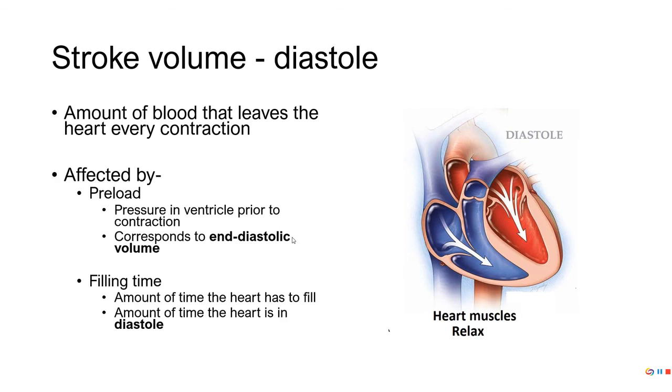One is preload, and preload is the pressure that's in the heart before contraction. This corresponds with end-diastolic volume. What's causing the pressure when the heart's relaxed? As I talked about in the previous video, pressure in the heart is caused by one of two things: how hard the heart's contracting and how much blood is in the heart. Well, if the heart's relaxing, because that's what's going on during diastole, there's no contraction, so it's all about blood volume.